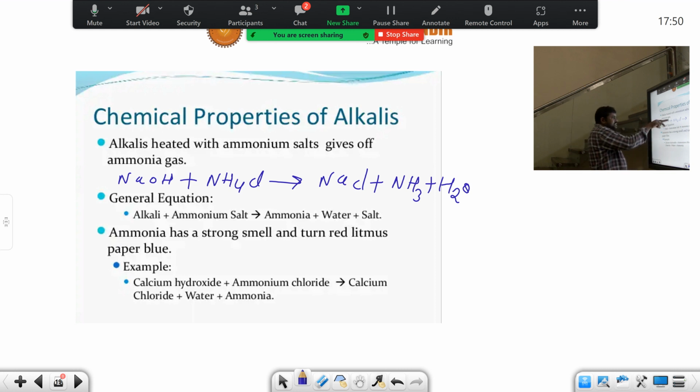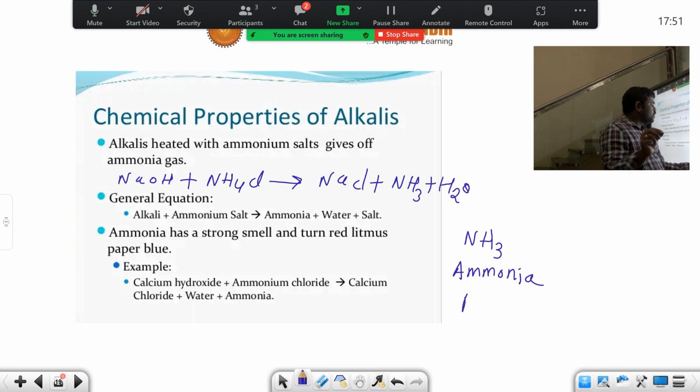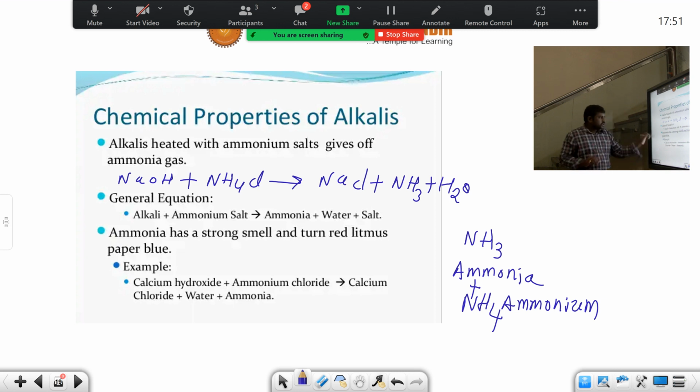Alkalis, that is the base, react with ammonium salts. You are not getting confused. NH3 is nothing but ammonia. NH4 plus is ammonium. Okay. 2 minutes.